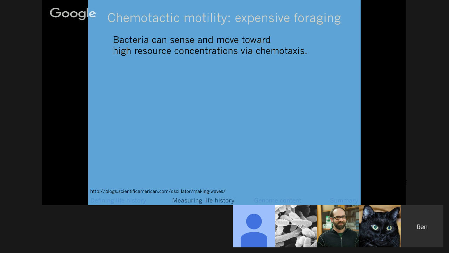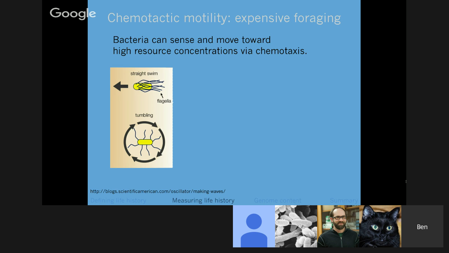We know that chemotactic motility is an expensive way to find resources in the environment, and bacteria tend to use this to sense and move toward high resource concentrations. So in the canonical example of chemotaxis for E. coli, it's kind of a random biased walk, is how it's described. Bacteria like E. coli will operate their flagella and have them working in concert to move in a straight direction.